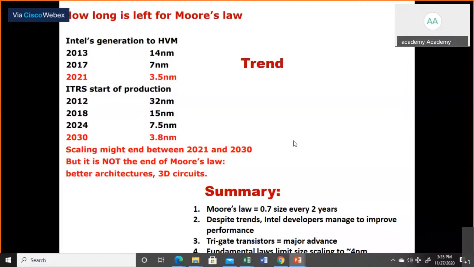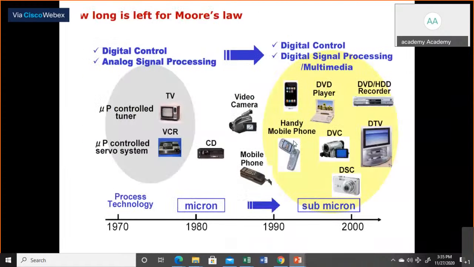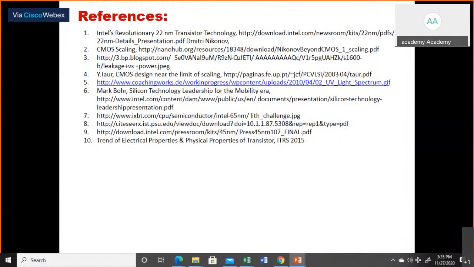So this was my last slide. These are some of the references I used for making the slides. I will stop the video if you are recording it.